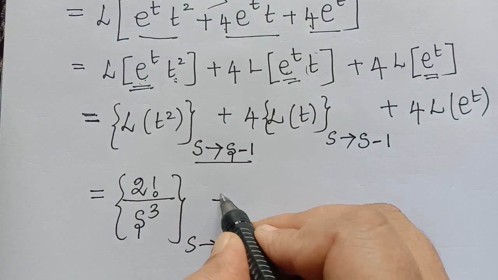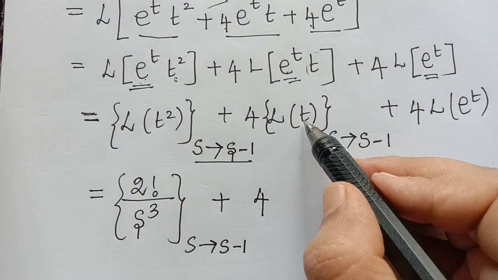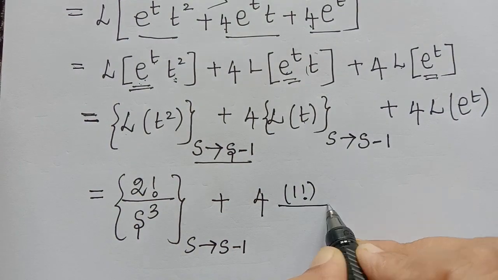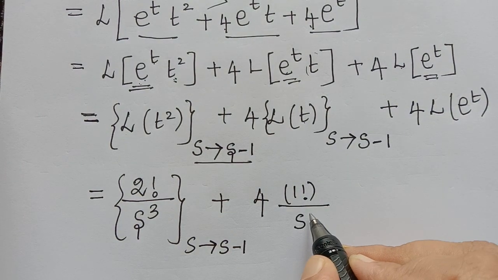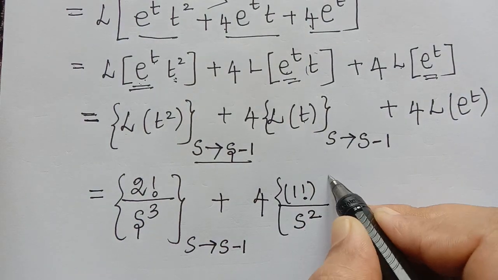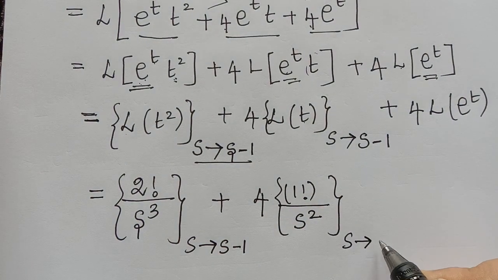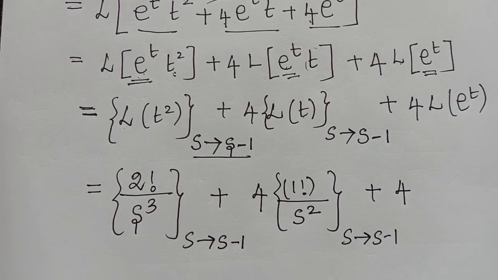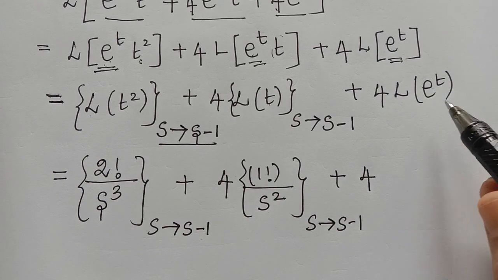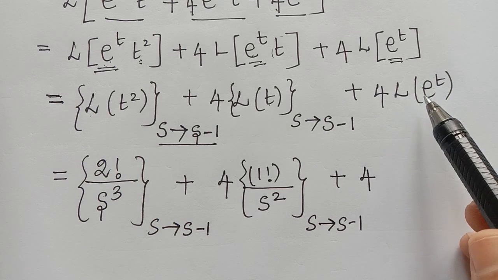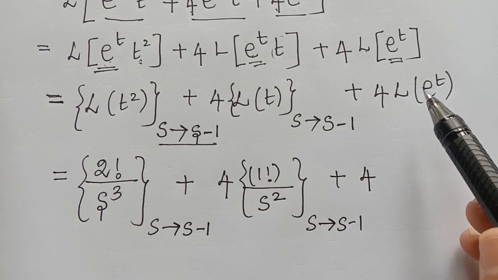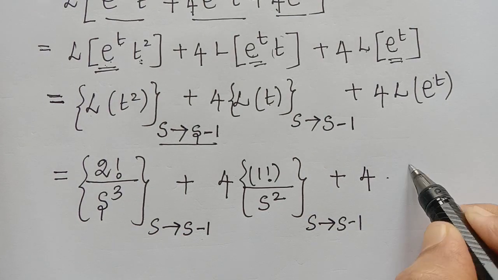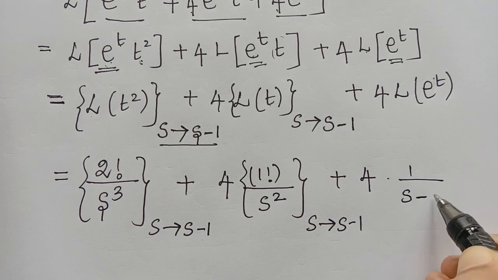Then plus 4 multiplied with, this is t to the power 1. So 1 factorial divided by s to the power 1 plus 1, which is 2. So in this we have to replace s by s minus 1, plus 4 multiplied with, what is the Laplace transform of e to the power t? Laplace transform of e to the power at is equal to 1 by s minus a. Here the value of a is 1. So multiplied with 1 by s minus 1.